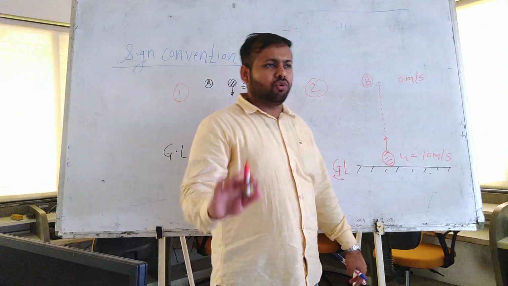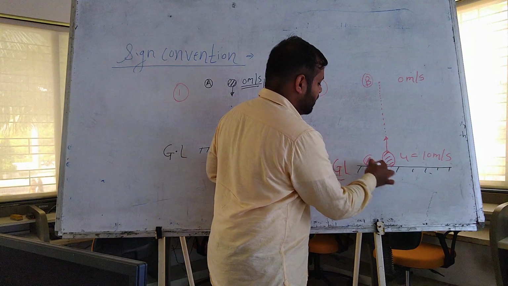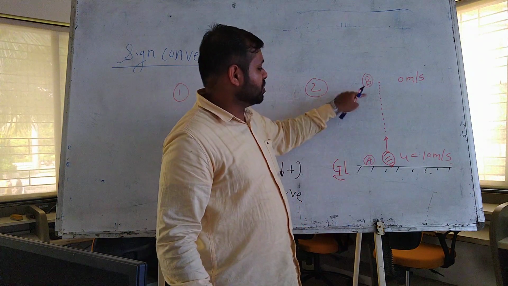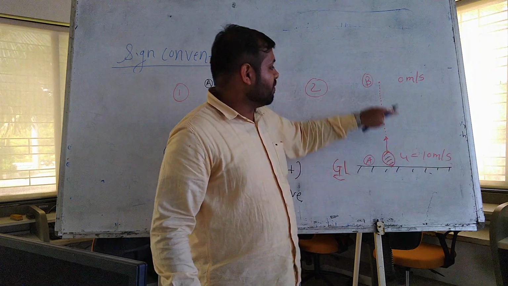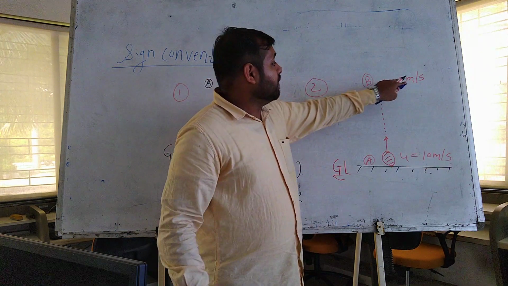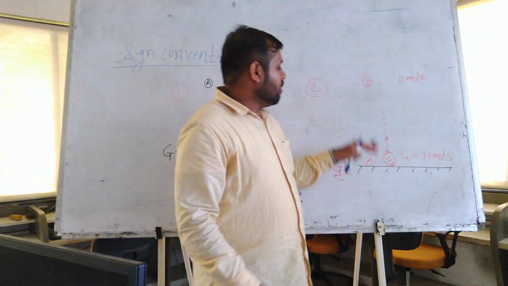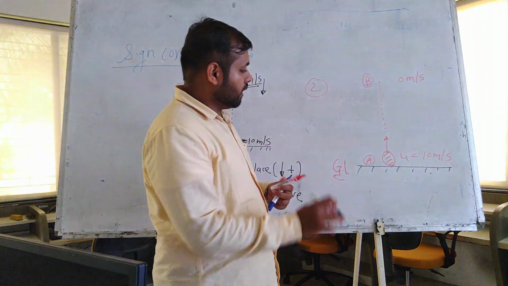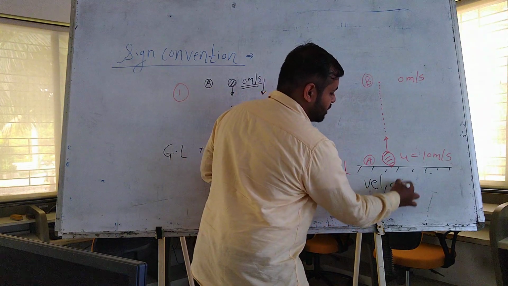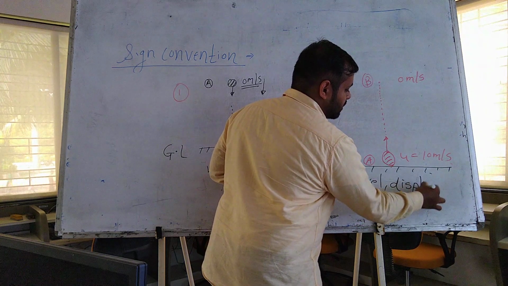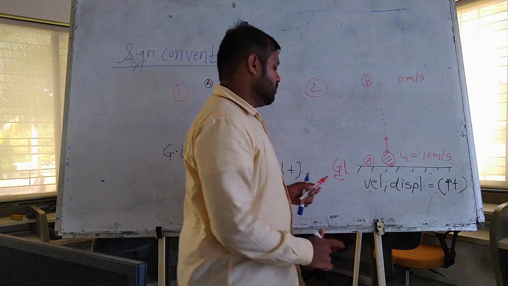So we don't have to consider that motion. Just consider the motion of the ball from position A to position B. It has been thrown with a velocity of 10 meter per second. It covers distance and finally its velocity becomes 0 meter per second. If you observe carefully, the initial direction of motion is upward. So velocity and displacement in upward direction are taken as positive.